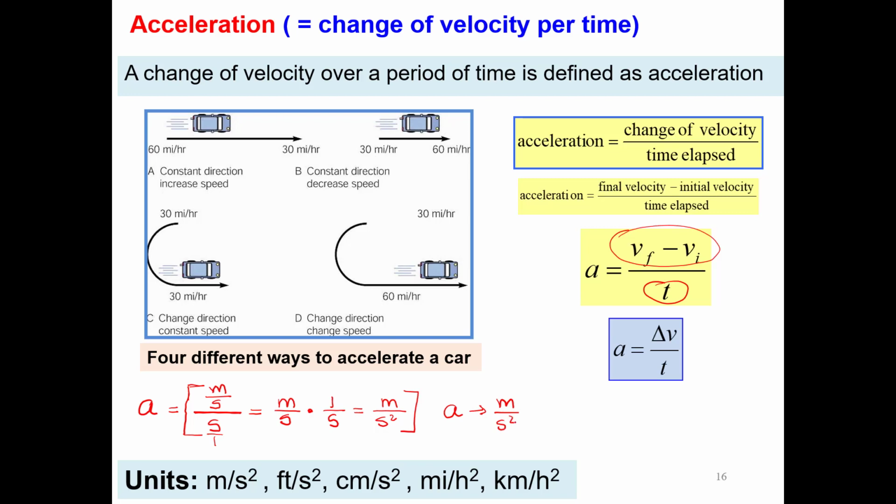And in the same way, the units for acceleration can be meters per second squared, feet per second squared, centimeters per second squared, miles per hour squared, or kilometers per hour squared. And this is why we have squared units in the denominator. And these are the units for acceleration.